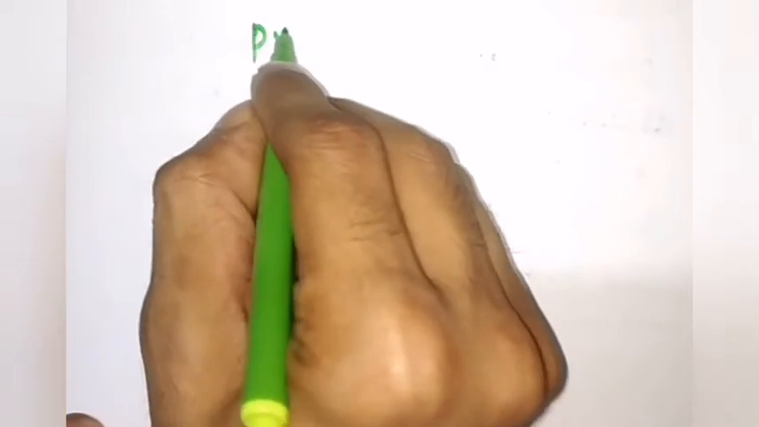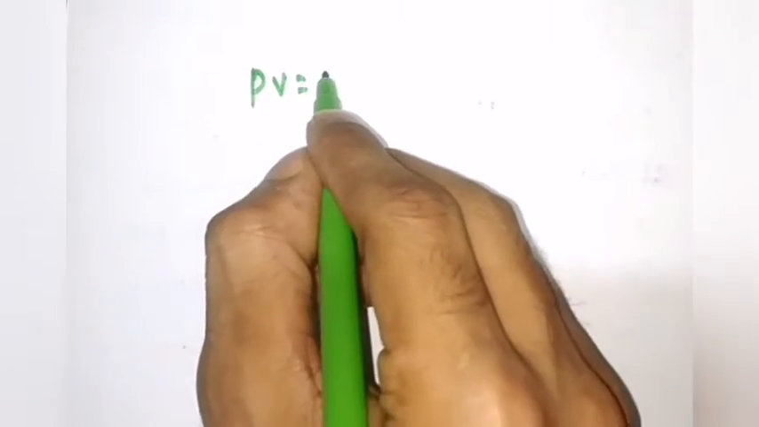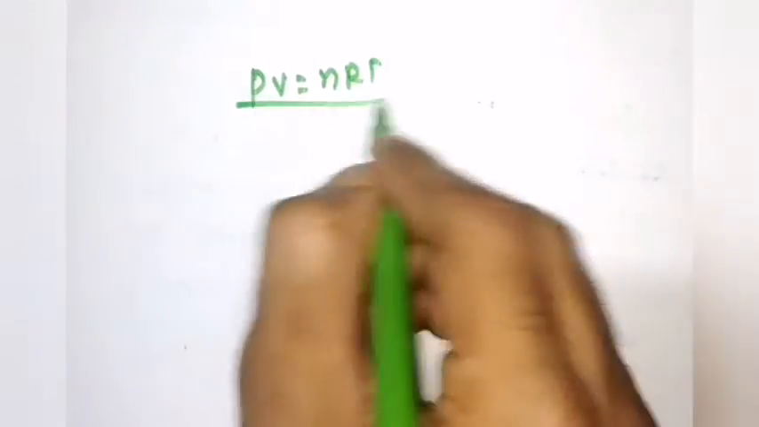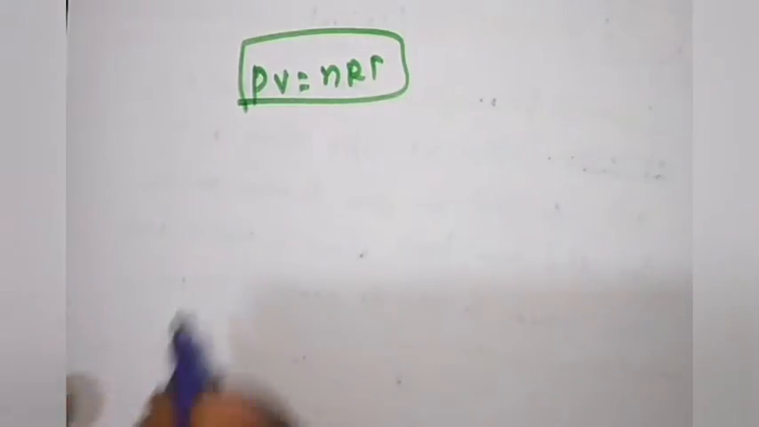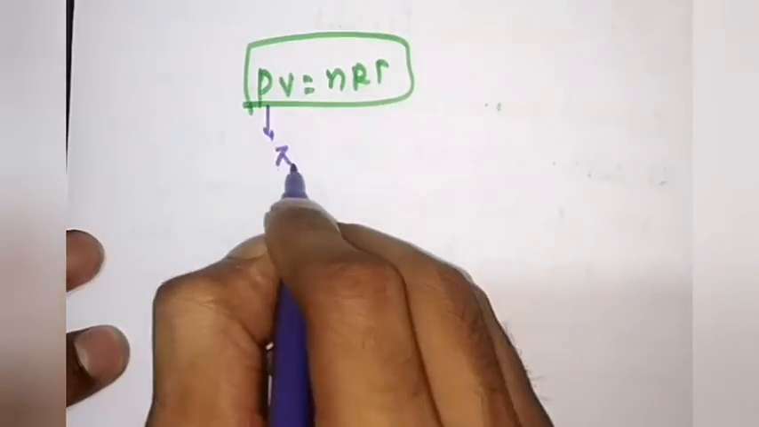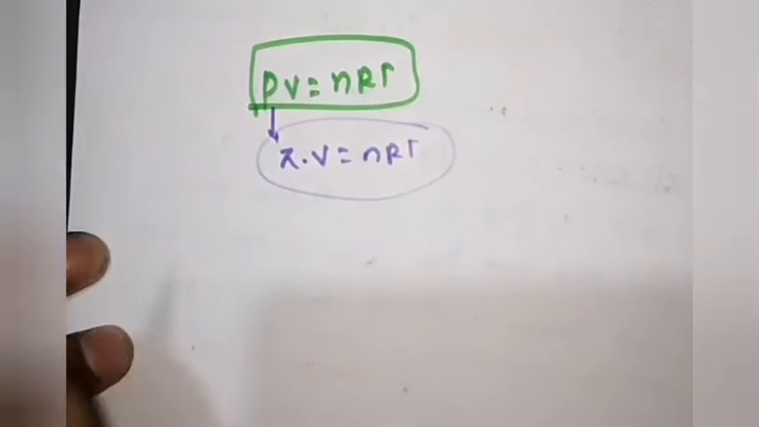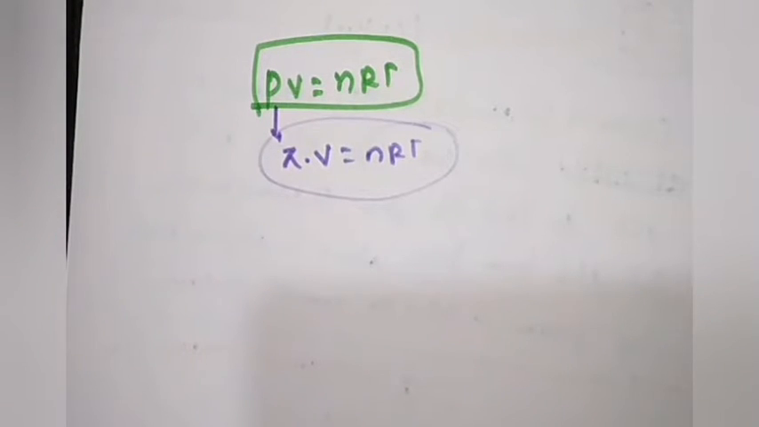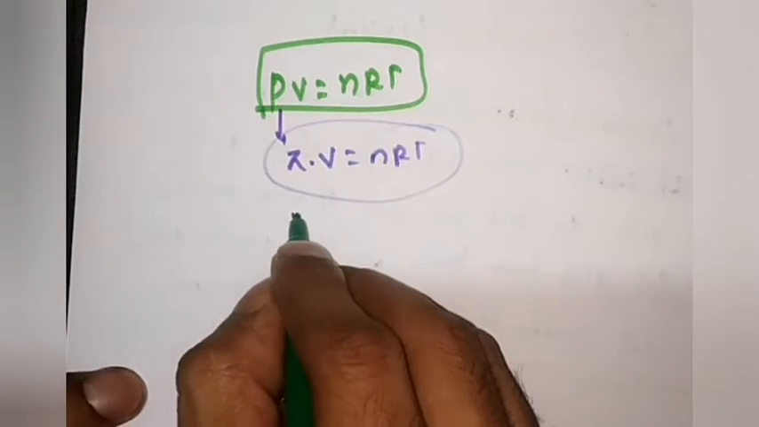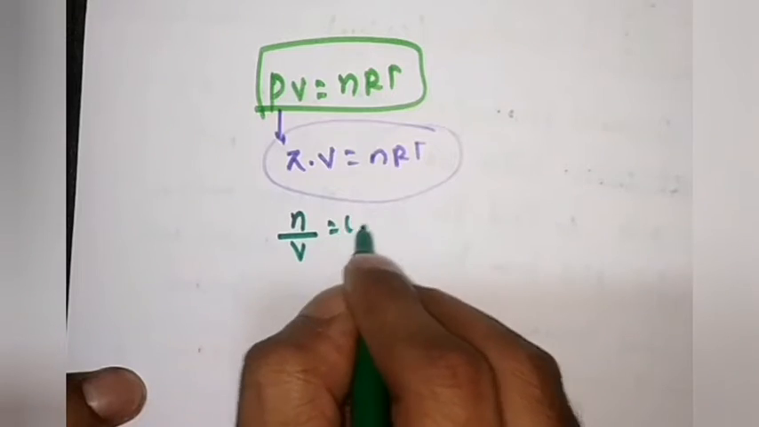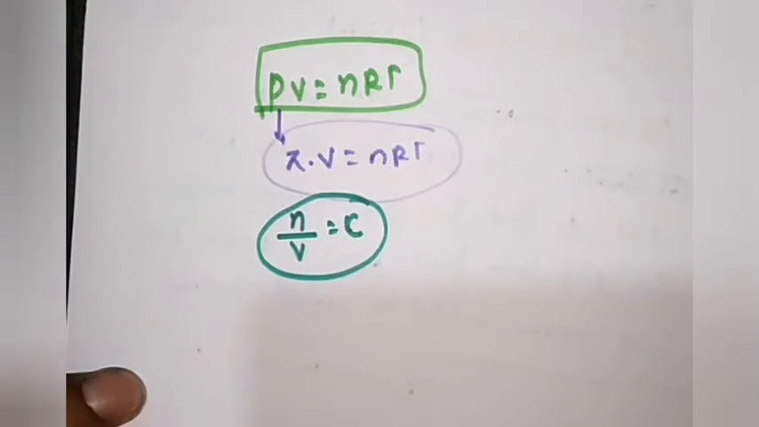So I have denoted osmotic pressure as pi. Generally we define the ideal gas equation, PV equals nRT. Here I am assuming the pressure as the osmotic pressure, pi. So pi V equals nRT. Already I have discussed the concentration term: number of moles per unit volume, that we call the concentration.